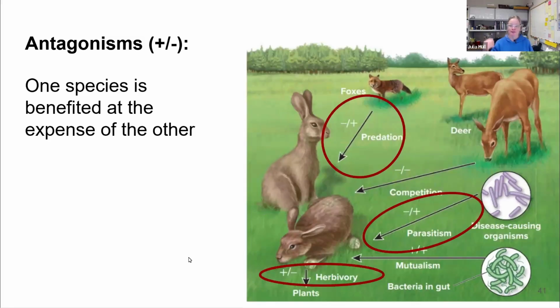Our next type of species interaction, or symbiosis, is antagonisms. This is where one species is going to benefit at the expense of the other. There are lots of terms that we use to describe specific types of antagonisms, such as parasitism, predation, herbivory, and lots more. But the thing that all of these have in common is that we have one species taking advantage of the other.